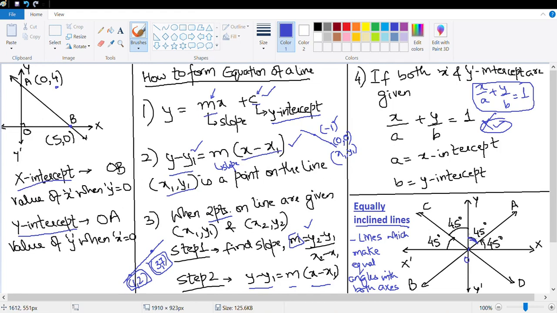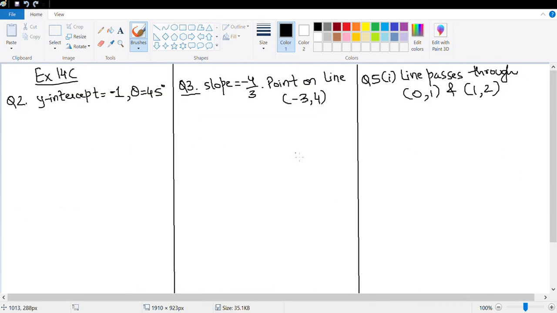So this is an equally inclined line, which makes the same angle with x as well as y. There'll be another such line. Let's look at CD, which makes an angle of -45 degrees with the x-axis and also an angle of 45 degrees with the y-axis. So an equally inclined line will always have the same angle with the x-axis and the y-axis. Now let's look at some questions and solve them.